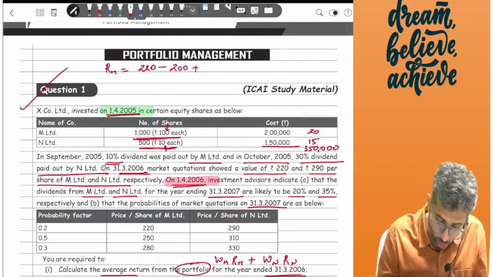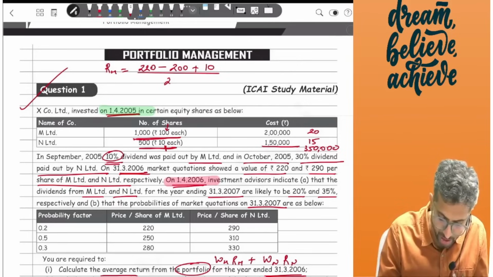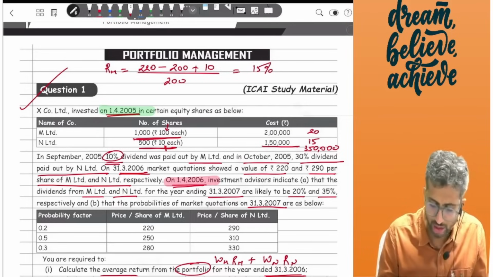Dividend is given to you as 10% of 100 rupees face value. So this is 10 divided by 200. So this probably comes to around 30 divided by 200, that is 15%.